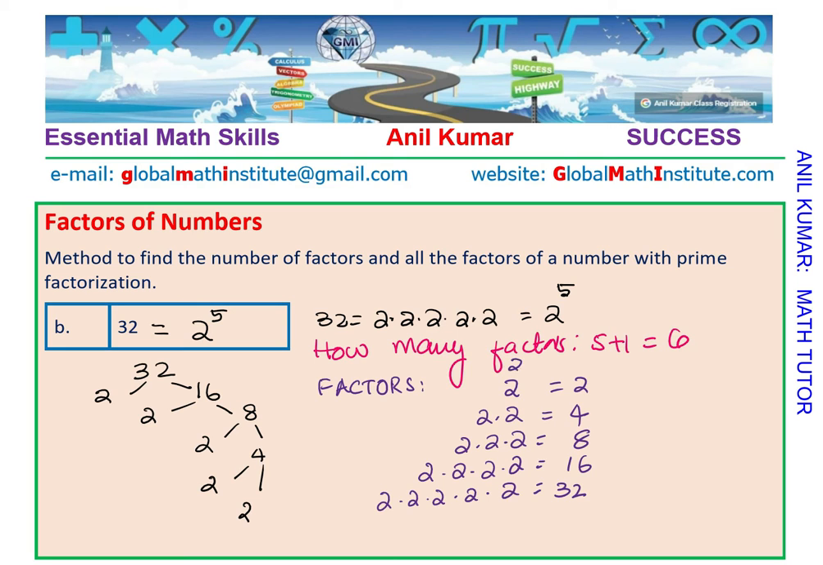That is, we write 2 to the power of 0. 0 means no 2, which is 1. Anything to the power of 0 means if you don't take anything, then 1 is always a factor. You know, 1 is always a factor, right? So we get our factors 1, 2, 4, 8, 16, 32, and you can count, they are 6 in number.